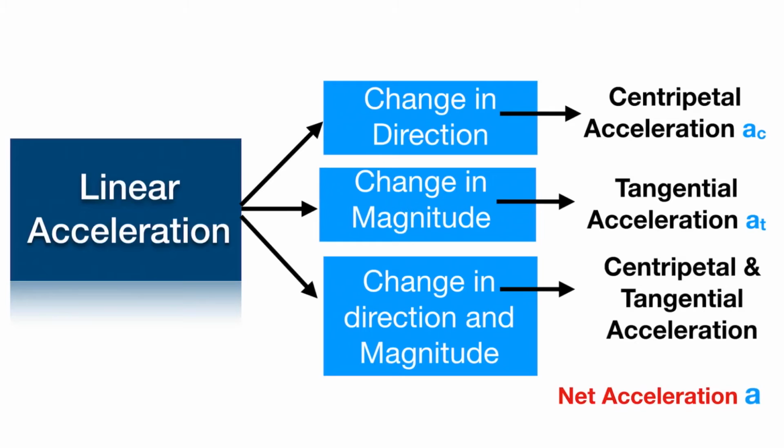Basically, the centripetal and tangential accelerations are the perpendicular components of net acceleration in circular motion. In circular motion, there is always a change in direction of motion. So there is always centripetal acceleration, even if the object moves with constant speed or constant angular velocity. In other words, circular motion is not possible without centripetal acceleration. In case the speed changes, it creates tangential acceleration.